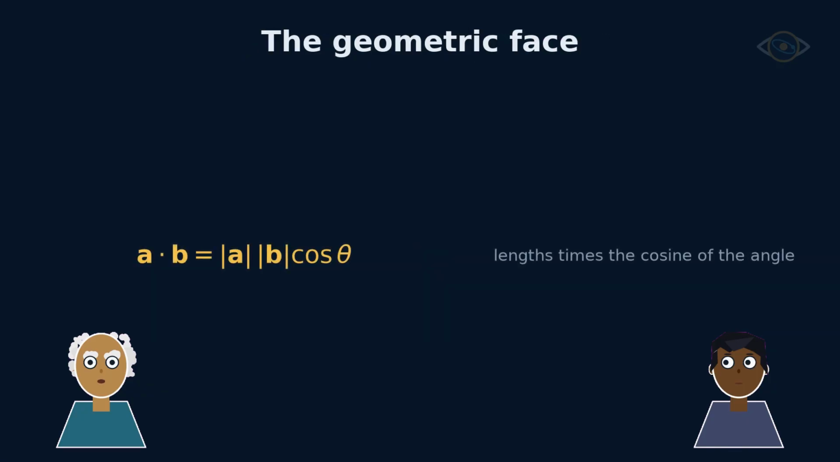Written out, that shadow is this. The two lengths multiplied times the cosine of the angle between them. So the same number we got by multiplying components also equals lengths times cosine? Those look nothing alike. And yet, they're always equal. That coincidence is the whole secret. Hold on to it.